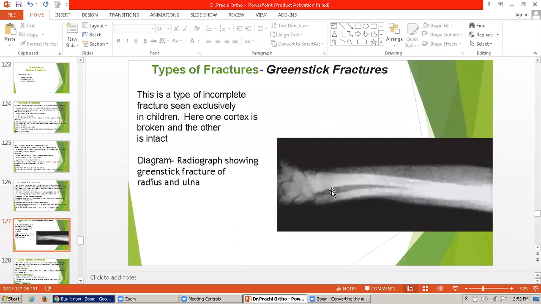Then the types of fractures, that is greenstick fractures. This type of incomplete fracture is seen exclusively in children. Here one cortex is broken and the other is intact. So the diagram shows a radiograph showing a greenstick fracture of the radius and ulna. This is a type of incomplete fracture seen exclusively in children. Here one cortex is broken and the other is intact.